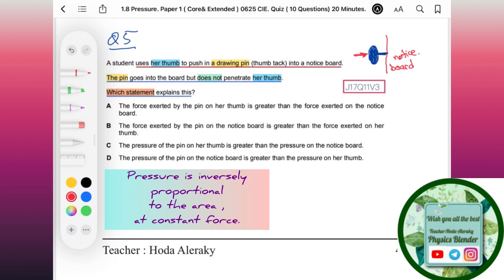According to the equation, pressure is equal to force divided by area. Which part of the drawing pin has the smaller area? Smaller area means greater pressure. So this part, the area of contact is smaller, which means it can penetrate the notice board, exerting more pressure. So the correct answer is D. The pressure of the pin on the notice board is greater than the pressure on her thumb.